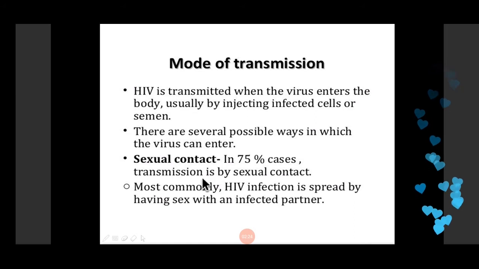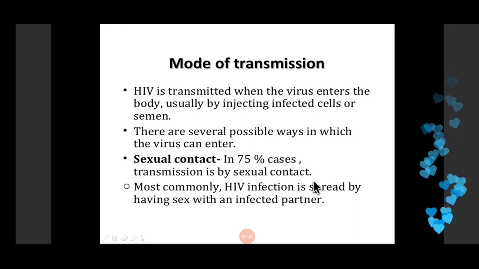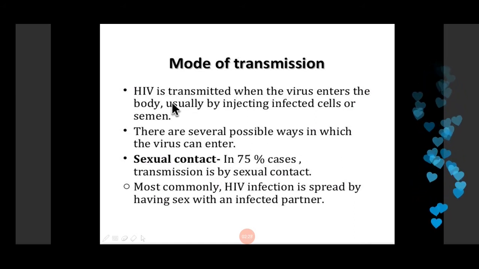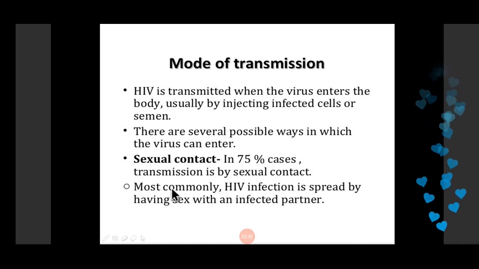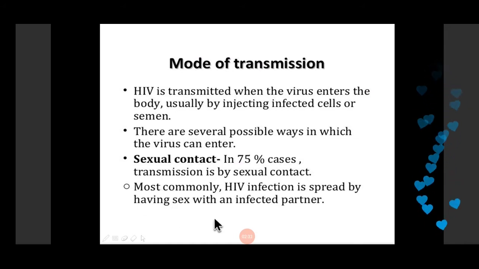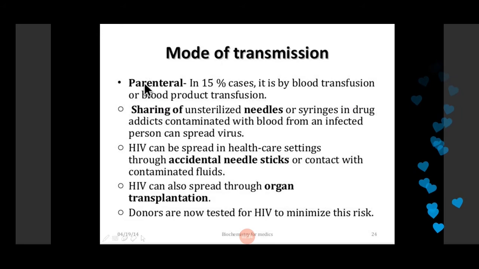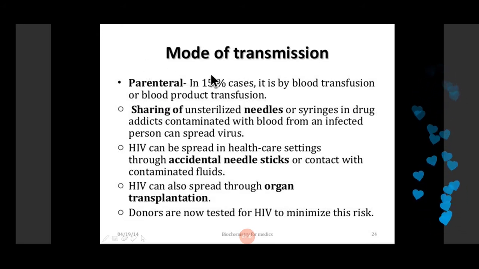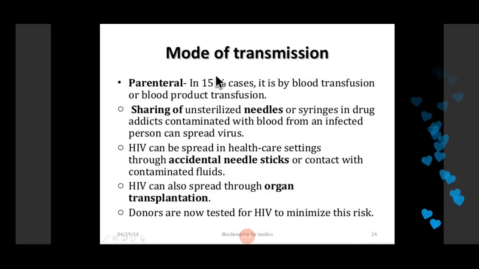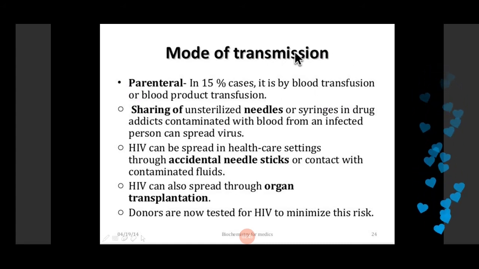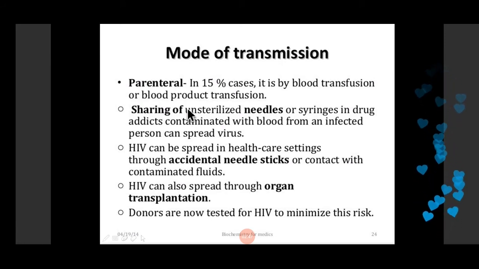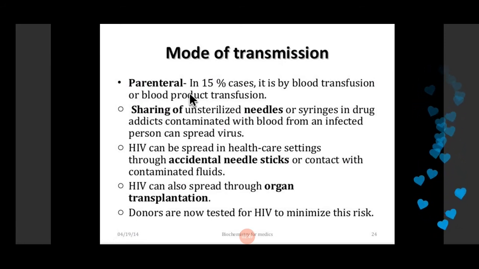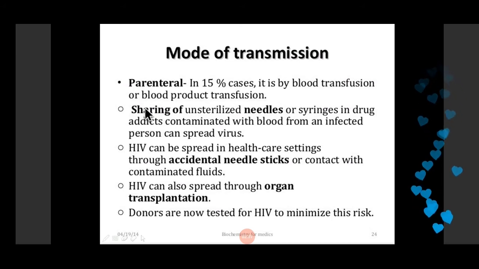The most common mode of transmission, which accounts for approximately 75% of the cases, is the sexual mode, or the sexual transmission, and the other common mode of transmission is the parenteral. It accounts for 15% of the cases. Parenteral means whenever a person receives the blood from the infected donor through the blood transfusion or the blood product like platelets, RBC concentrate, or plasma, etc.